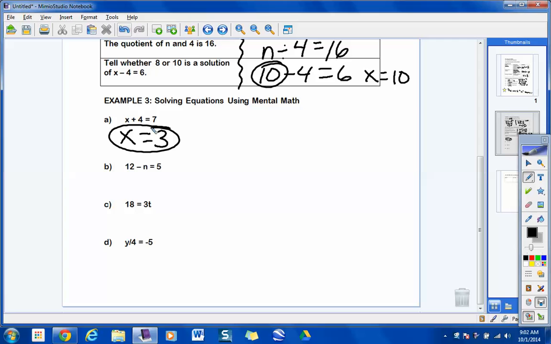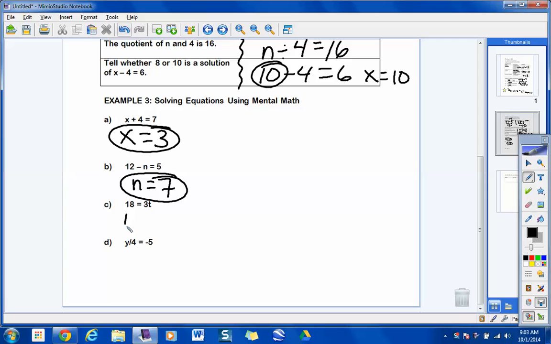Show your hands on the next one. 12 minus some number is 5. 7. So how am I going to write my solution here? N equals 7. All right, listen to my third one here. This says 18 equals 3 times some number. What's the number? 6. So how would I express my solution? T equals 6.